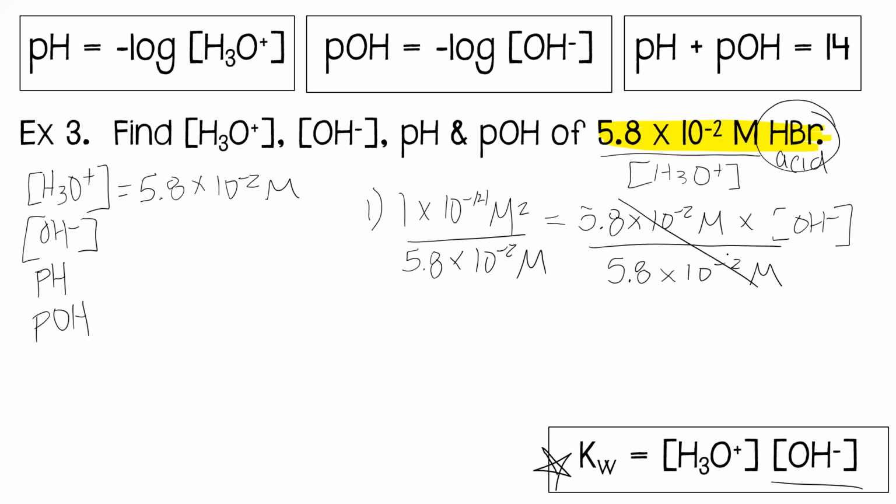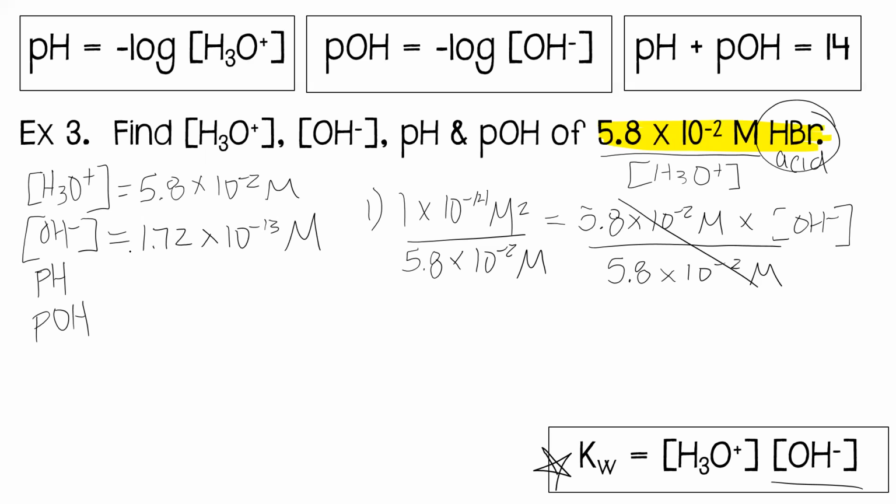Okay, so in your calculator, 1 times 10 to the negative 14th divided by 5.8 times 10 to the negative 2nd. And remember, you can always use the E button to take the place of times 10 if you don't like that much typing in your calculator. I also think it makes it easier and causes less errors or mistakes. So solving that in your calculator, you would get the hydroxide ion concentration is equivalent to 1.72 times 10 to the negative 13th.